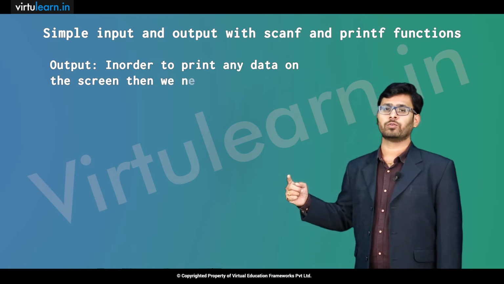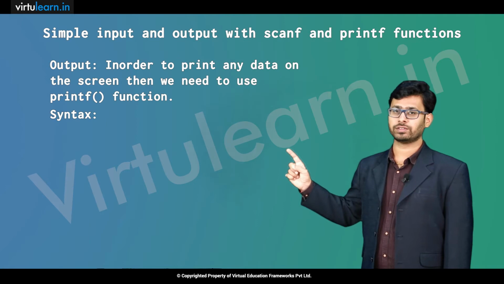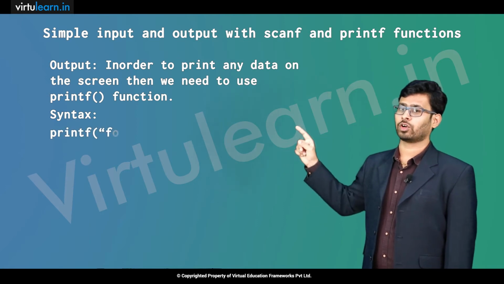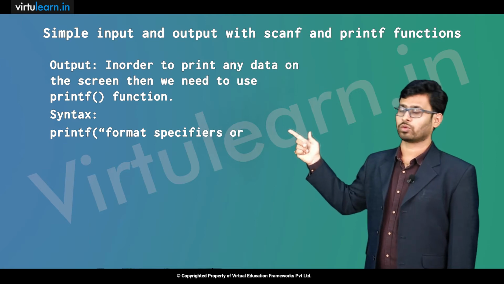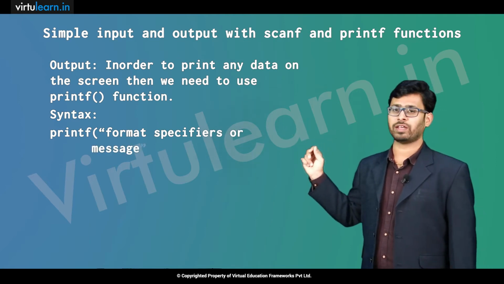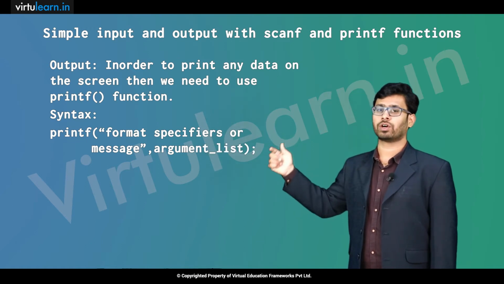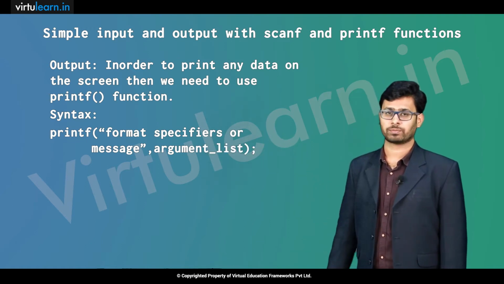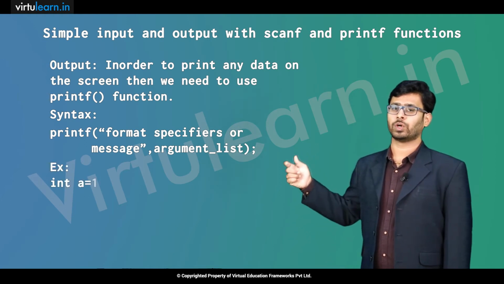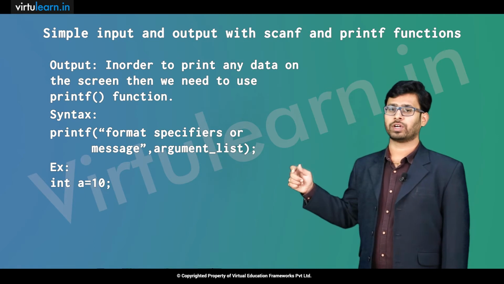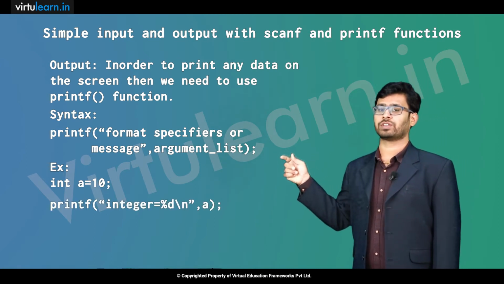The syntax for this is printf followed by the format specifier or the message. So we should enclose it within the inverted commas, comma, and write the argument list whenever you are using any format specifiers. The example here is int a equal to 10. So printf integer equal to %d \n. \n is an escape sequence for a new line, \t is similarly for tab space. Here I am using \n, which is nothing but a new line, comma a.